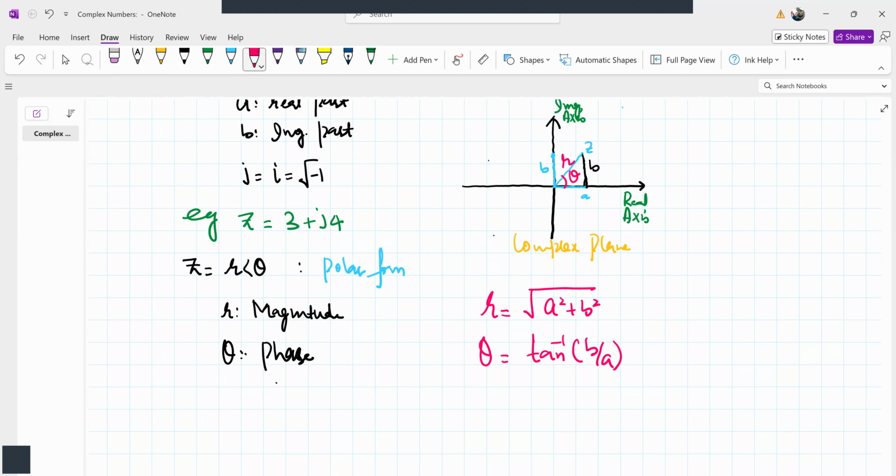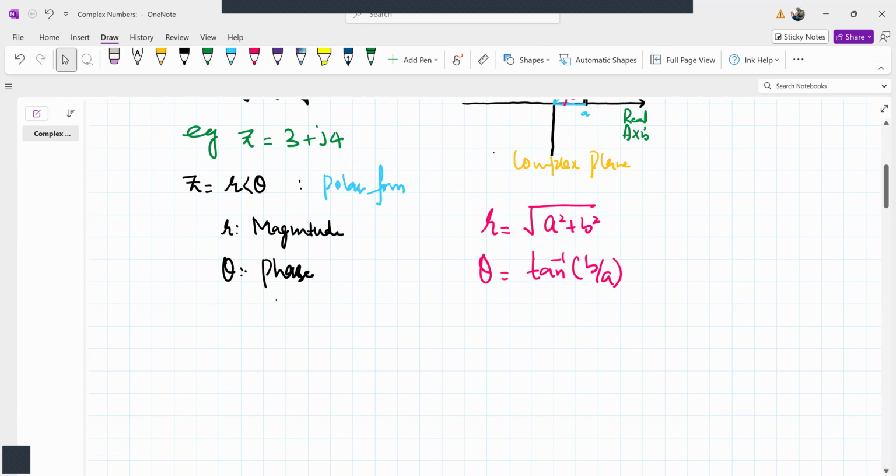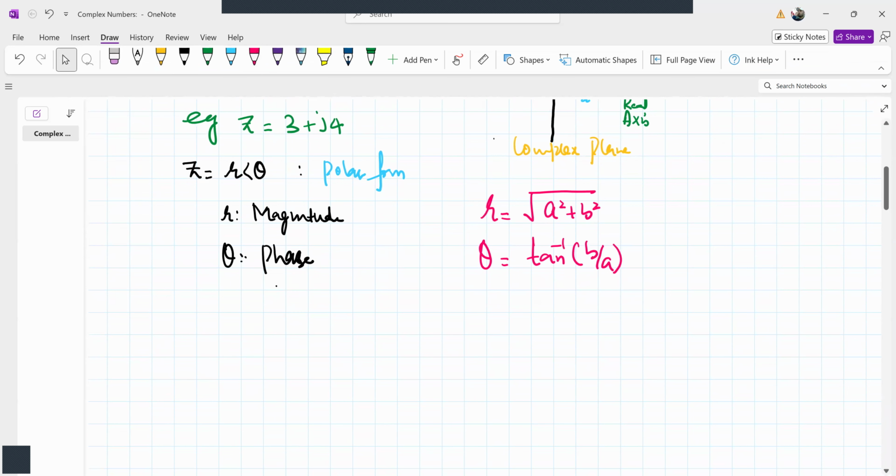If you use Pythagoras theorem in this triangle a, b, and r, where r is the hypotenuse, b is the perpendicular, and a is the base, you will get r is equal to under root of a square plus b square. Similarly, theta will be equal to tan inverse b by a, because tan theta will be equal to b by a. So that means theta will be equal to tan inverse b by a. So this is the relationship of this rectangular form and polar form.